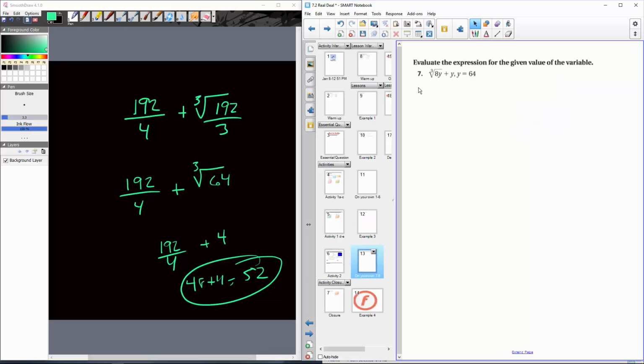All right. And one more that I'd like you to go through and fill out. So I plug in the 64 here. Remember to do the cube. So 8 times 64 and then do the cube root of it. And then plus 64.